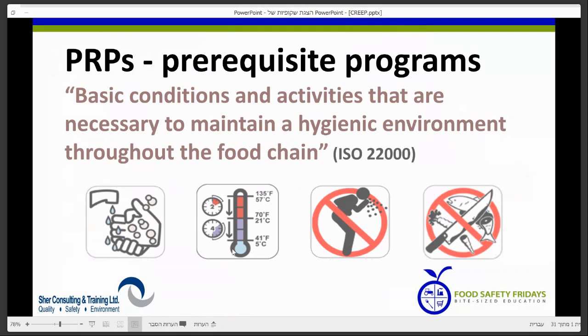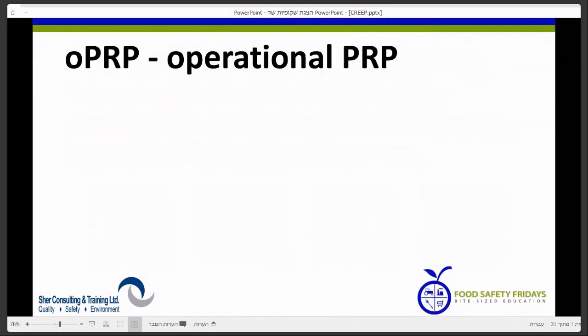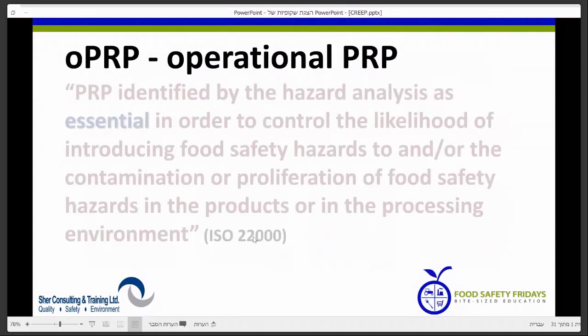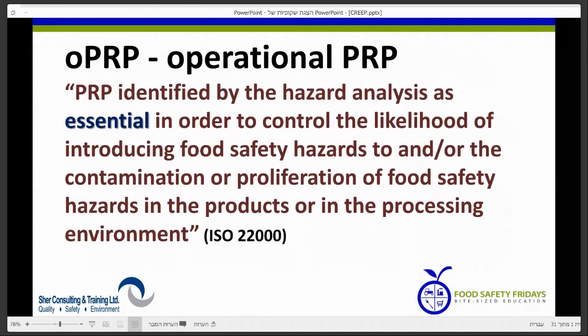Just to remind you that an operational PRP, an OPRP, is a PRP that has been identified by the hazard analysis as essential in order to control the likelihood of introducing food safety hazards. So an OPRP is actually the CCP of our environmental controls. So we have many PRPs, and some of them will be identified as OPRPs. And if anybody is confused about that, then I do urge you to go back and watch the previous webinar that I gave on the difference between OPRPs and CCPs, because it's important to eliminate that confusion.